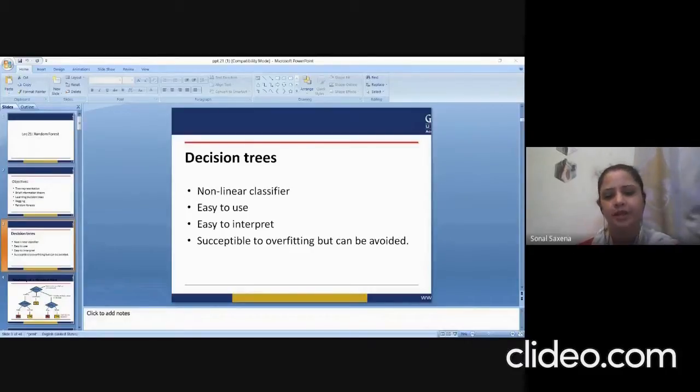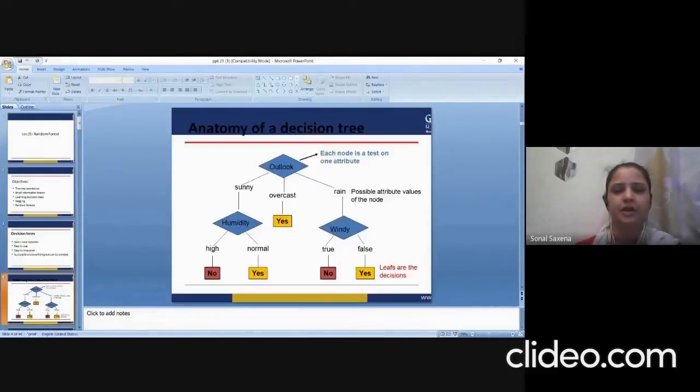Now, let's look at random forests in classification, since classification is sometimes considered the building block of machine learning. Because it is related to decision trees, we already know what decision trees are. They are non-linear classifiers. They are easy to use and easy to interpret. They are susceptible to overfitting, but it can be avoided at times. Here you can see the anatomy of a decision tree.